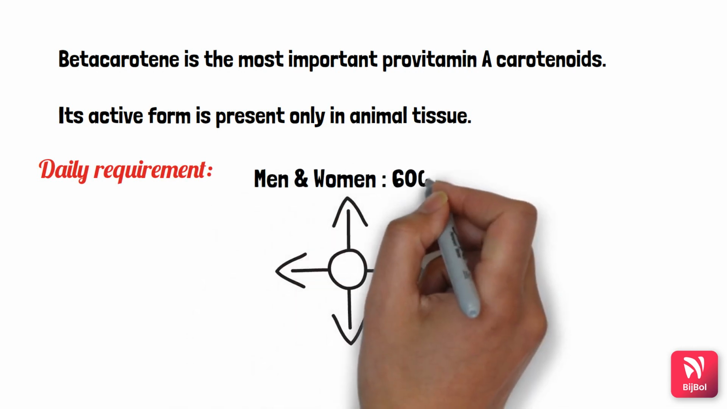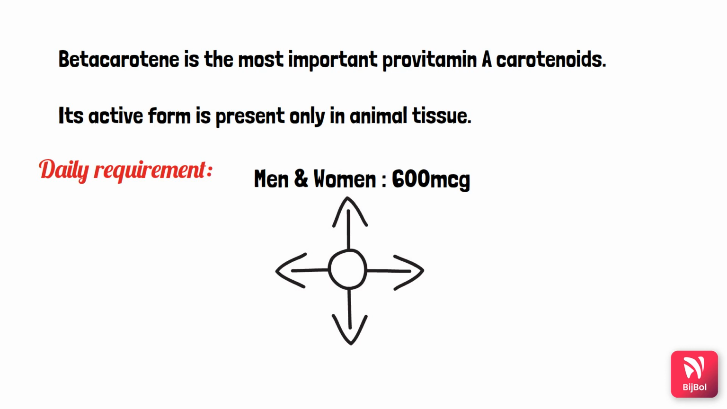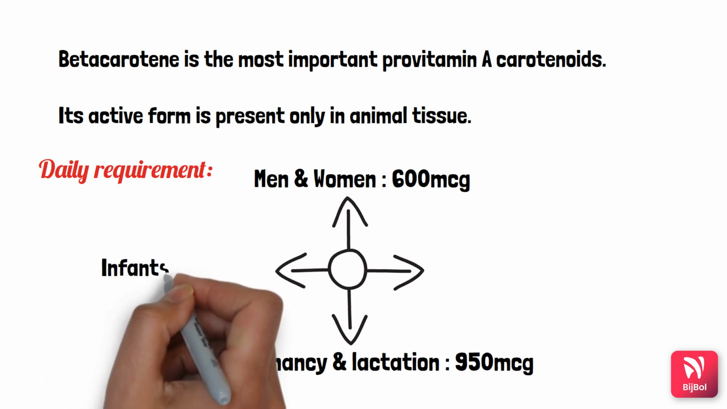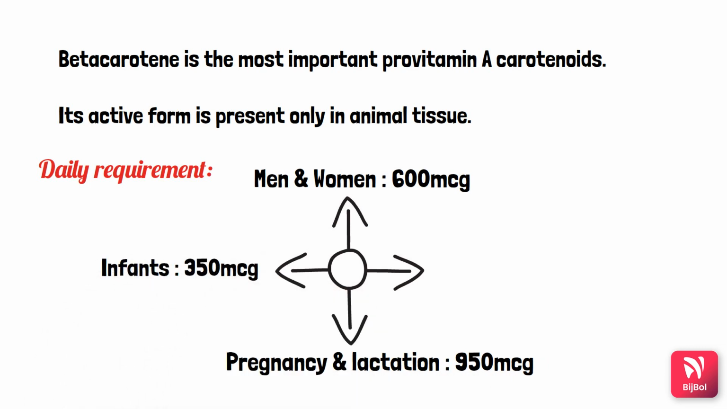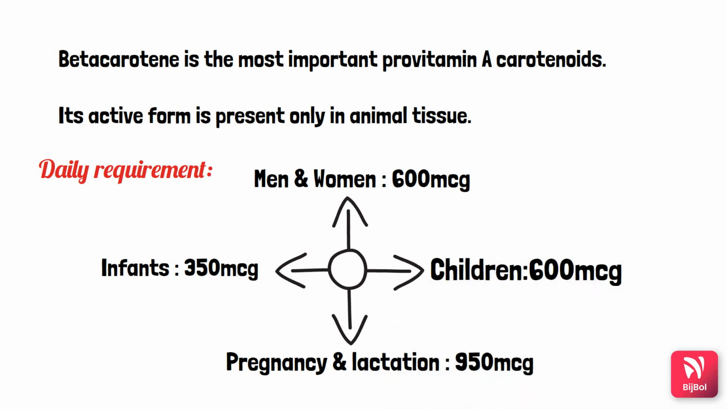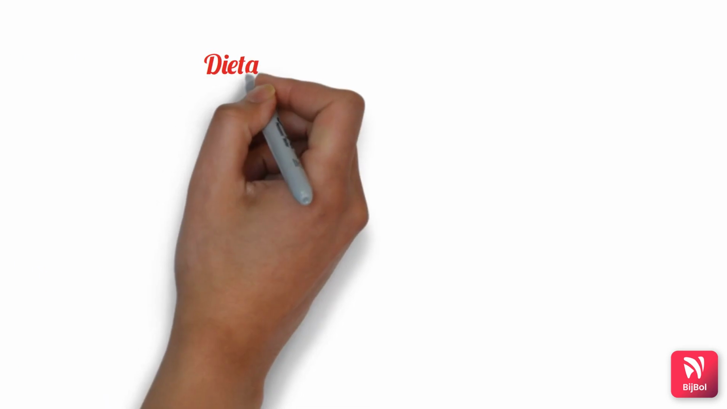It differs in all the individuals. In men and women, it requires 600 micrograms per day, whereas in pregnancy and lactation, it requires 950 micrograms per day, whereas in infants, it is 350 micrograms per day, and finally, children require 600 micrograms per day.